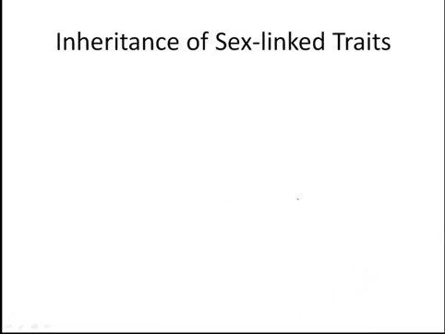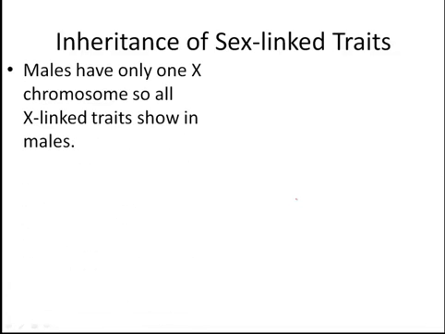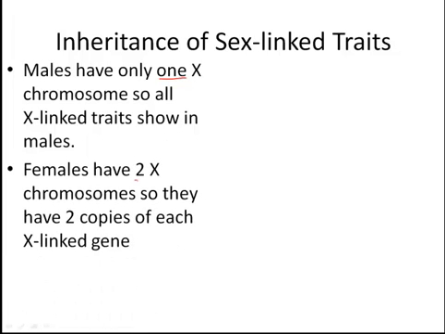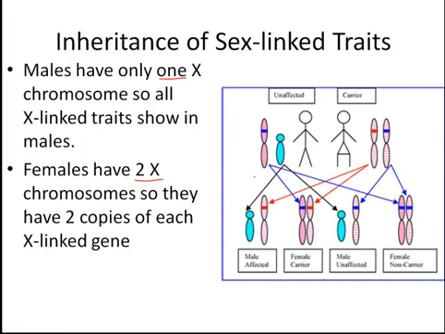Now some traits are inherited on the X chromosome. When males get the X chromosome that has a trait on it, they're going to show whatever that trait is because they only have one X chromosome. So whatever is on that X chromosome, they're going to show it. Females have two X chromosomes, so they have two copies of every gene. So dominance may be a factor for them. They may not show a recessive trait because they have two copies of the gene. It's a little bit different.